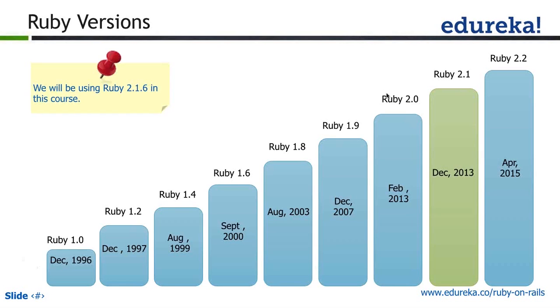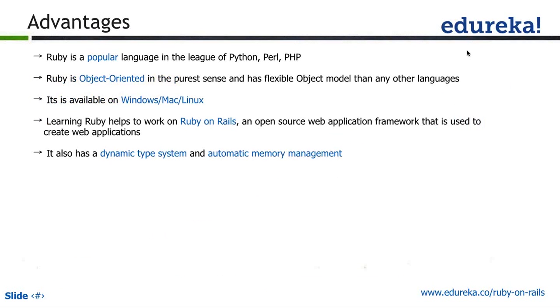Okay, so we will be using the Ruby 2.1.x version in this course. The current version is Ruby 2.2. There is not much change between these two versions, so if you're using either 2.1 or 2.2, that should work. All right, we have already seen some of the advantages, so I'll just move on.